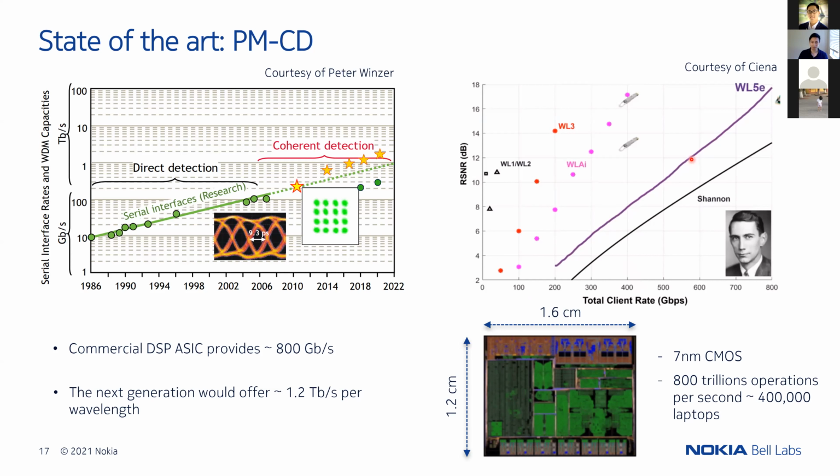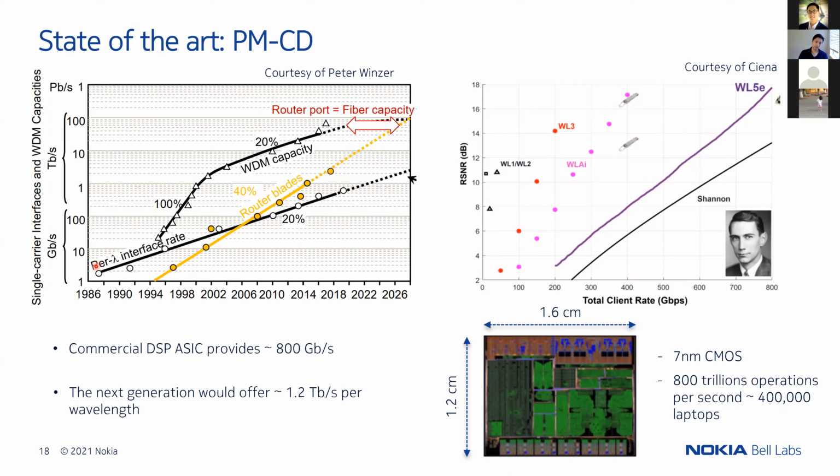This is tremendous. The figure also shows the layout of the DSP ASIC chip, built in 7 nanometer CMOS, and it can perform 800 tera operations per second. That is about 400,000 times more powerful than our laptop. It is pretty amazing, and people sell the chip for a few hundred dollars. It's amazing how cheap that is.